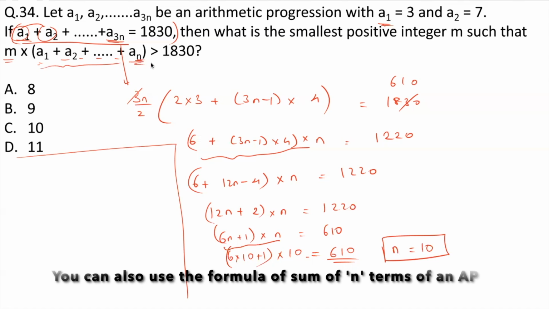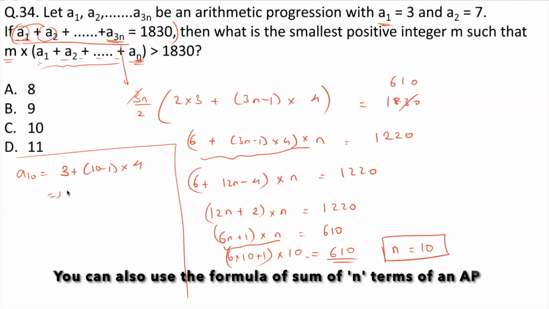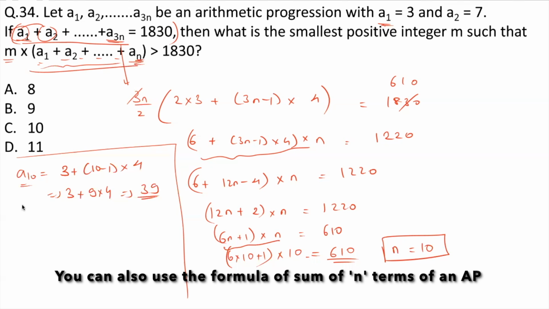So let's calculate the 10th term. The 10th term will be a plus n minus 1 into d, the first term plus 10 minus 1 into d. That's basically 3 plus 9 into 4, 36 plus 3 is 39, right? So the 10th term is 39. We can find the sum of the 10 terms.